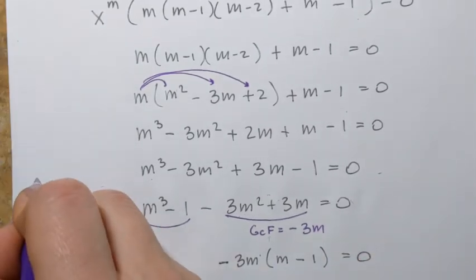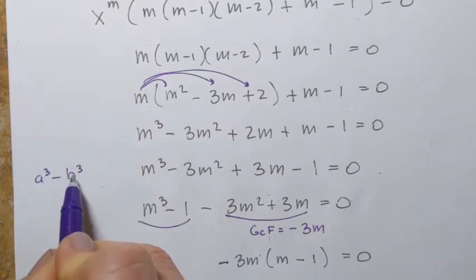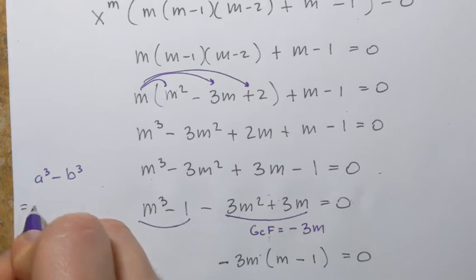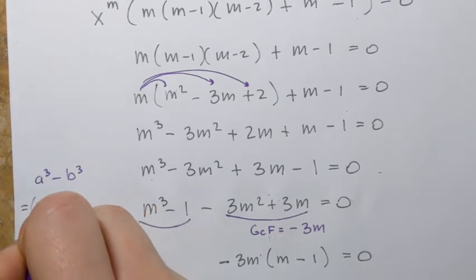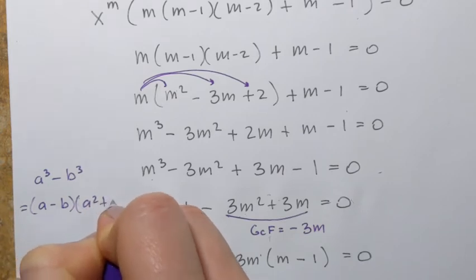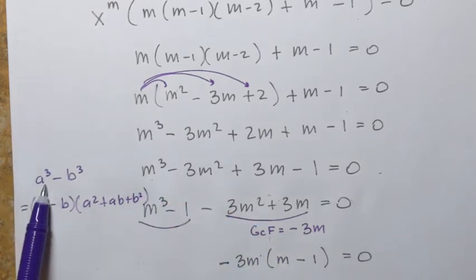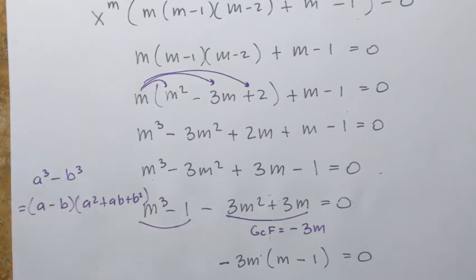So let me remind you how it works. a cubed minus b cubed, so something cubed minus something else cubed, equals, and we factor it this way: (a minus b) times (a squared plus ab plus b squared). So that's the way to factor the difference of 2 cubes. And let's follow this pattern.